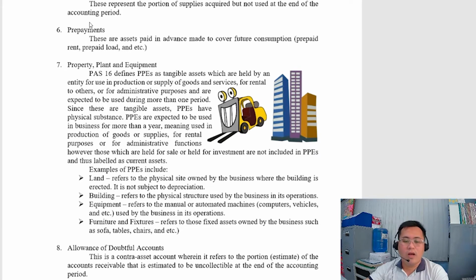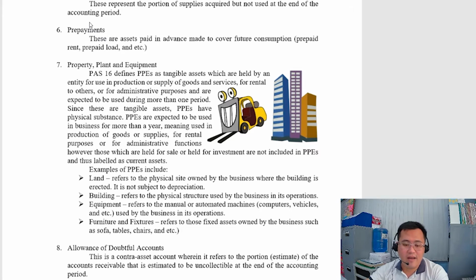Okay? Now, equipment refers to the manual and automated machines such as computers, vehicles, and etc. used by the business in its operation. While furniture and fixtures refers to those fixed assets owned by the business such as sofa, tables, chairs, and etc., or like cabinets, or any furniture or fixtures that you actually own as the business owner. Okay, so let's proceed. Next, we have allowance for doubtful accounts.